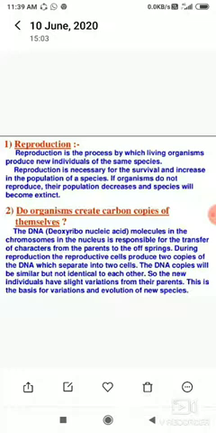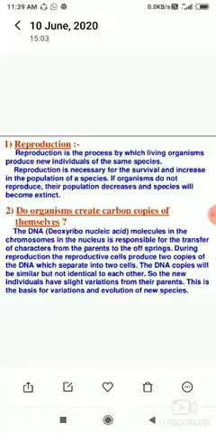If reproduction is not there, the population of that species may decrease or may even become extinct. So if organisms do not reproduce, their population will decrease and the species will become extinct. Reproduction is very important for organisms to continue their species as well as for survival, so we consider it as one of the life processes.